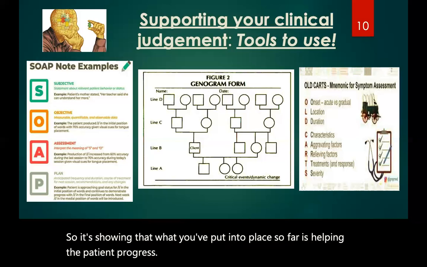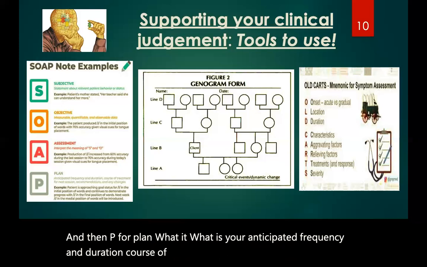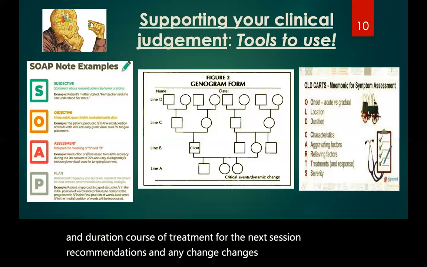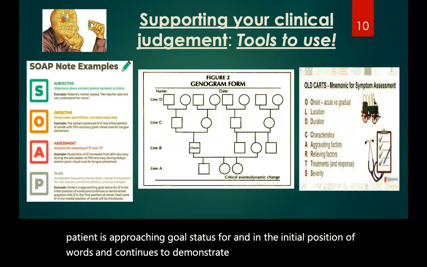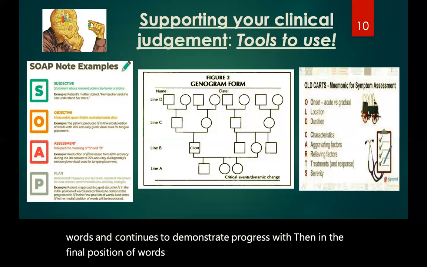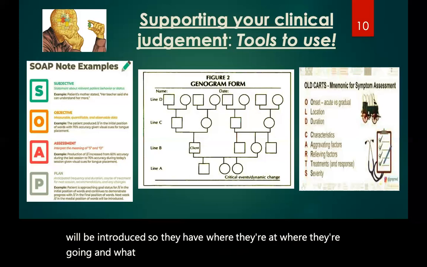And then P for plan. What is your anticipated frequency and duration, course of treatment for the next session, recommendations, and any changes? For example, the patient is approaching goal status for N in the initial position of words and continues to demonstrate progress with N in the final position of words. Next week, the medial position of words will be introduced. So they have where they're at, where they're going, and what the plan is.